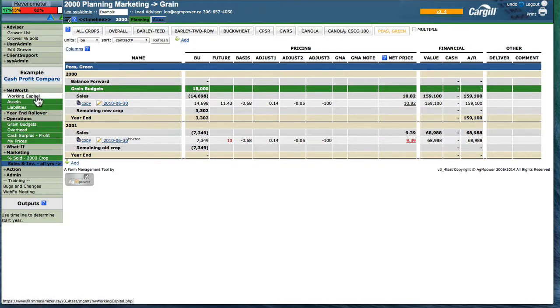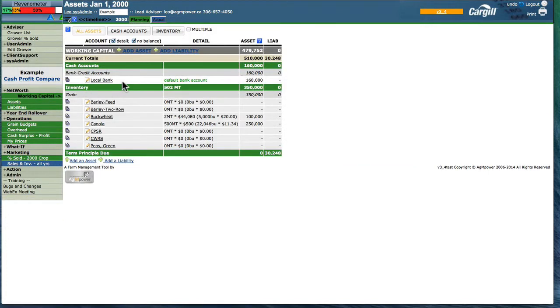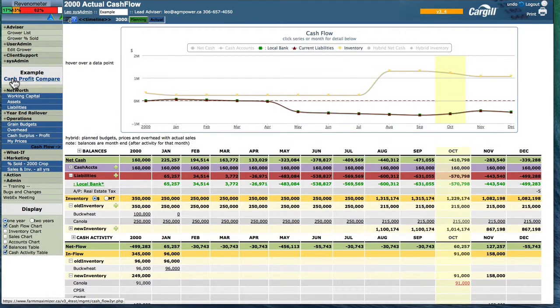We started the year with working capital. I've added a bank account called Local Bank, along with some buckwheat and canola. Net worth, which is a January 1st starting position, is the same for planning and actual. Now let's look at cash. This page not only shows our starting position, but also the operations through the year.